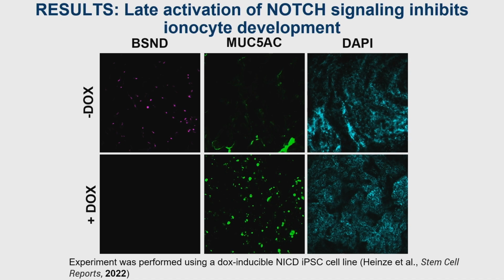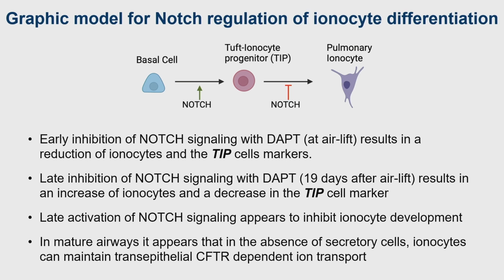So putting it all together, this is the model that we are currently thinking of: from the basal cell stage, notch activation might be required to reach a progenitor state. And that is why we have seen the results we have seen in the past and also in our own hands. However, later on, going from this progenitor state into a more mature ionocyte state, you might need to inhibit notch signaling to drive the process forward.